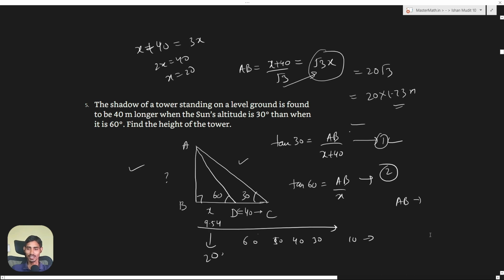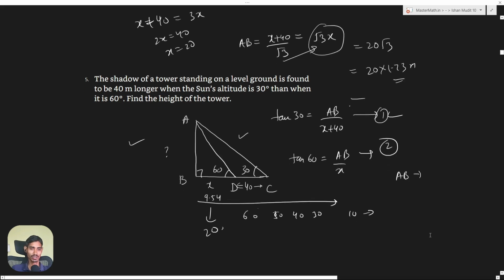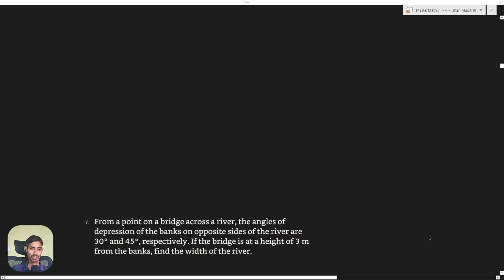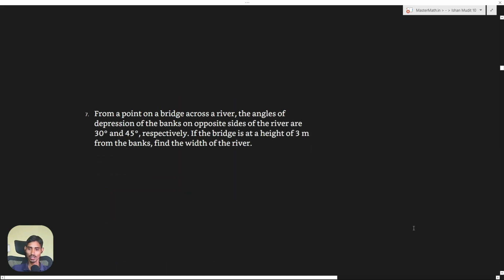Take tan. Tan is used 90% of the cases. Although we use sine also, 95% of the cases tan is used. So it keeps things simple, and we'll continue from this. Okay, we'll continue from here.